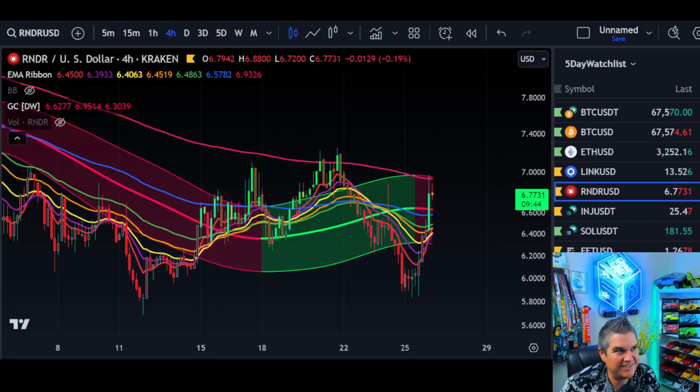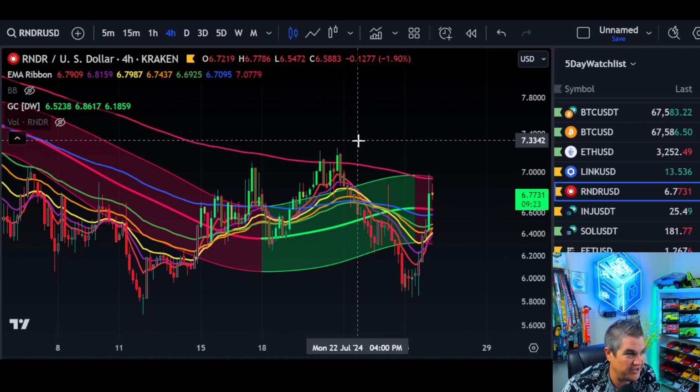Render price update, starting off on the low time frame 4-hour chart. Then we're going to zoom out to the daily, the 5-day, take a look at the Gaussian channel, the weekly, and take a look at what the macro projections are based on the Fibonacci extension levels. Fun stuff ahead. But Render is up 10% just today so far. Let's see, starting off the super low time frame 4-hour, let's get right to it.